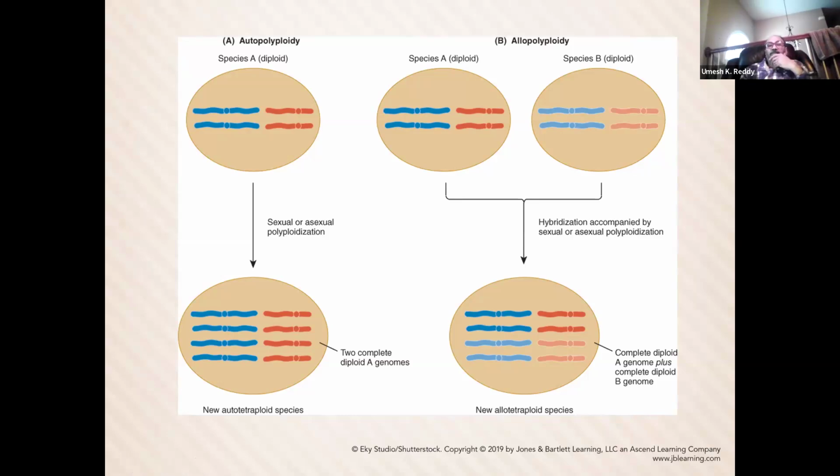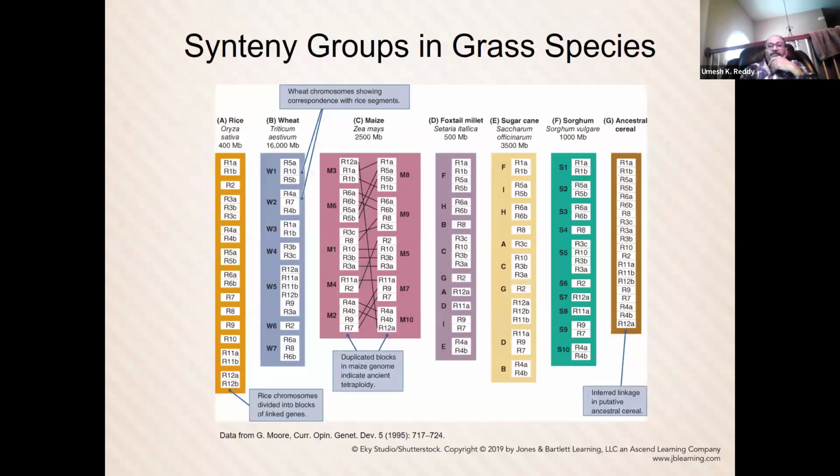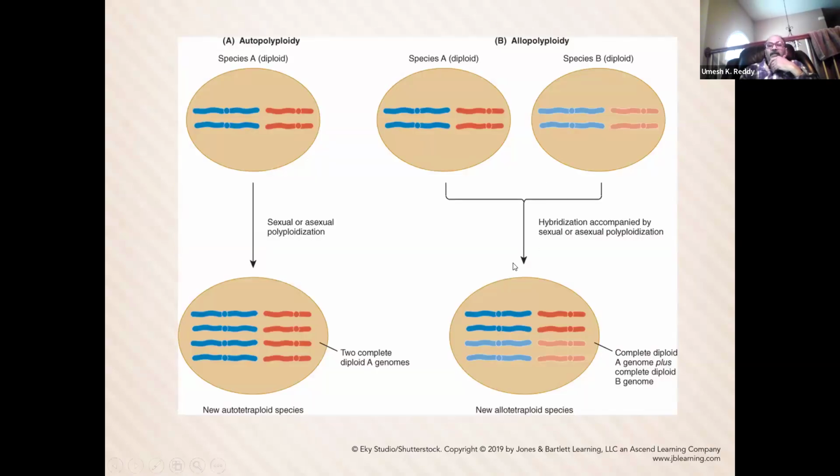That zygote will die. But what happens sometimes? The chromosome number in that sterile zygote gets doubled by some mechanism, something like endoreduplication. That is, spindle fibers will not form. Even if thousands of zygotes are forming like that, in one or two zygotes, a miracle can happen where the chromosomes get doubled. So now the blue are two, light blue are two, red are two, light red are two. So it becomes a totally different species. This is called a new allotetraploid species.